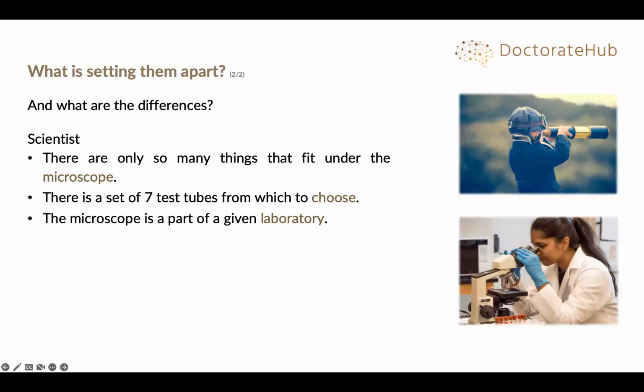On the other hand, for a scientist there are only so many things that fit under this microscope, right? You wouldn't get something in that is very large. That's not what the microscope is made for. And there's a set of seven test tubes from which to choose, so nothing else that you could be doing. And the microscope is part of a given laboratory, which has a purpose, a mission, and a policy. Everything is well defined. That's the beauty of engaging in science. Once you're in the exact sciences, everything is very well defined.